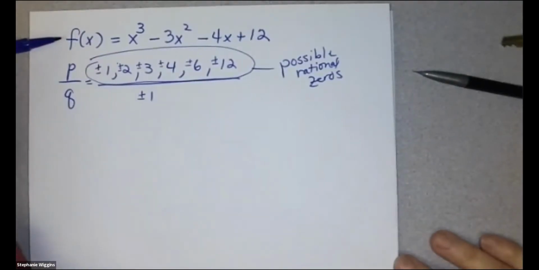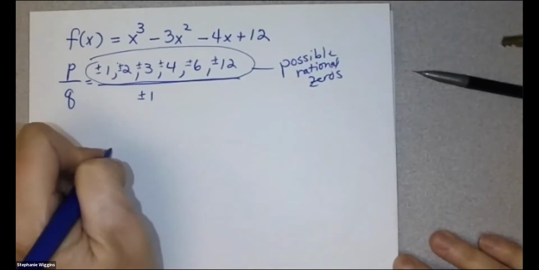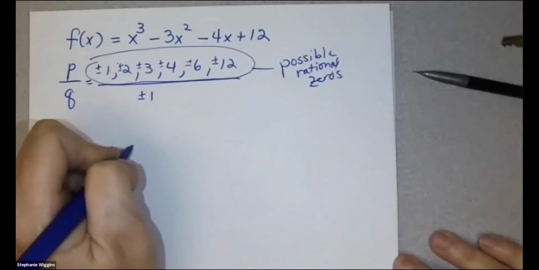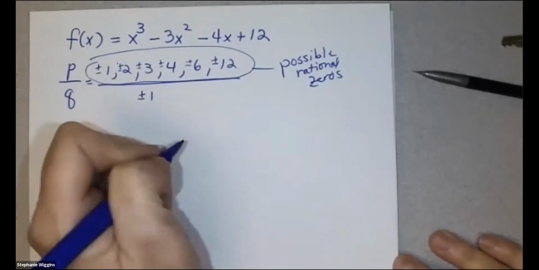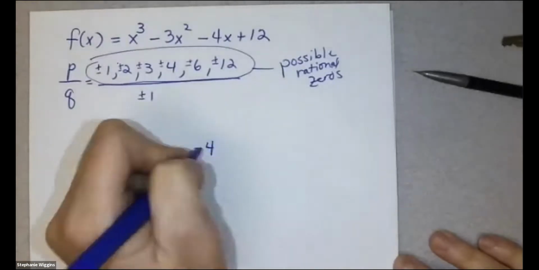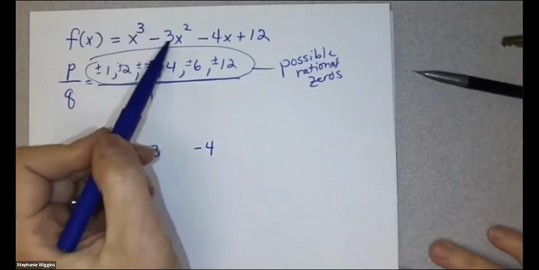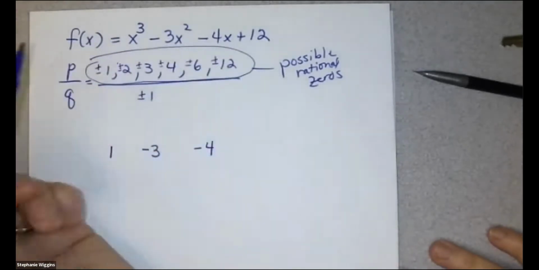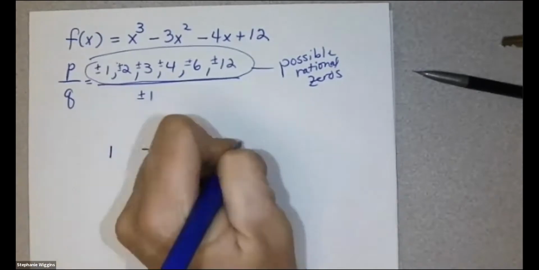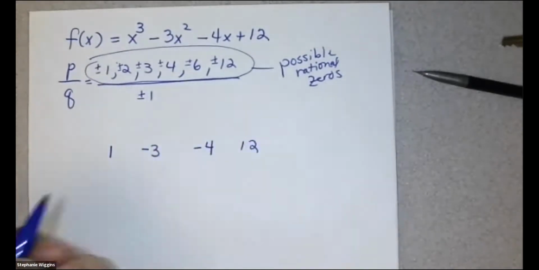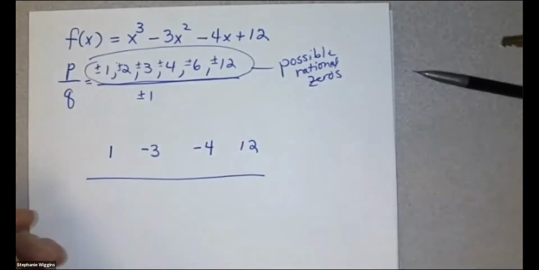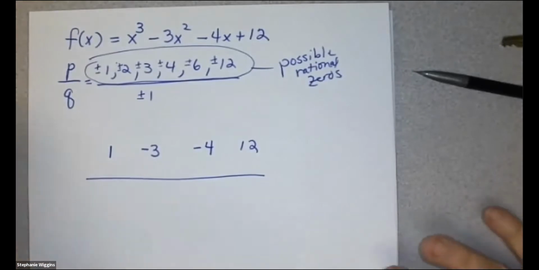This is my polynomial here. I write down the coefficients of my polynomial in order. They have to be in order, and if there's a term missing, you have to put in a 0. But we have an x cubed, x squared, x, and a constant term, so we're good. We don't have to put any zeros in there. The 0 holds the place of a missing term.